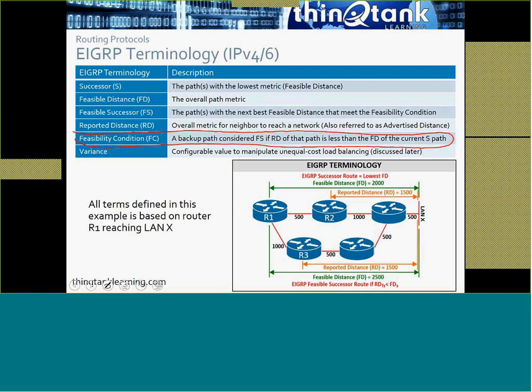What? Exactly. Feasible successor if the reported distance of the backup path is less than the feasible distance of the successor path.